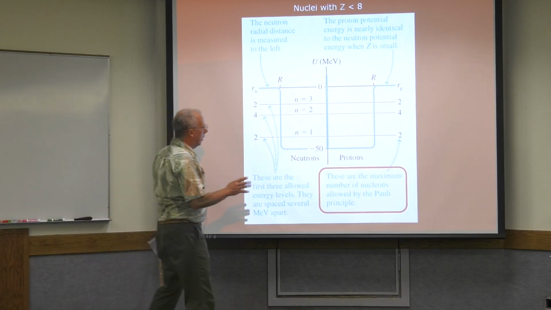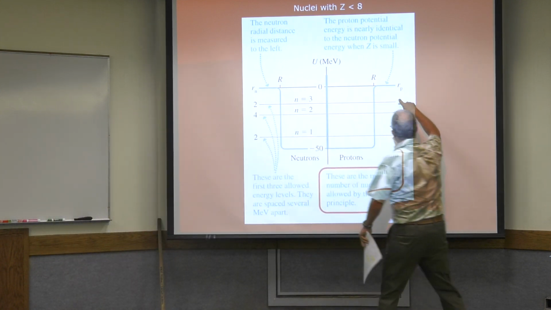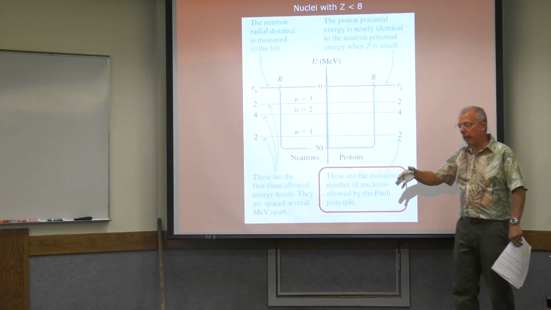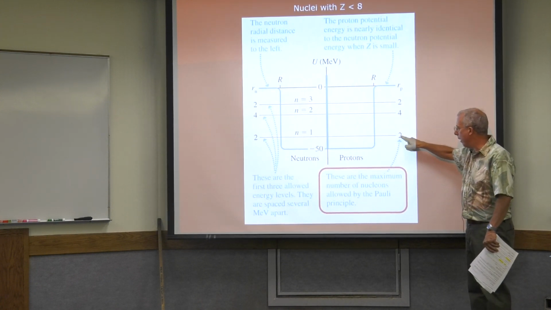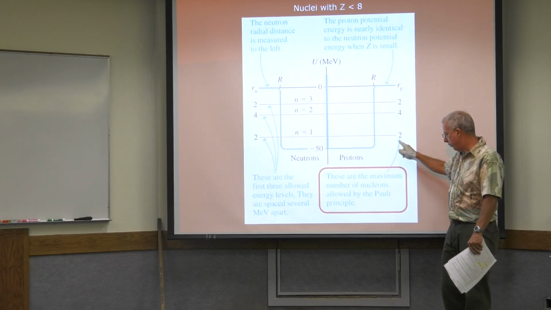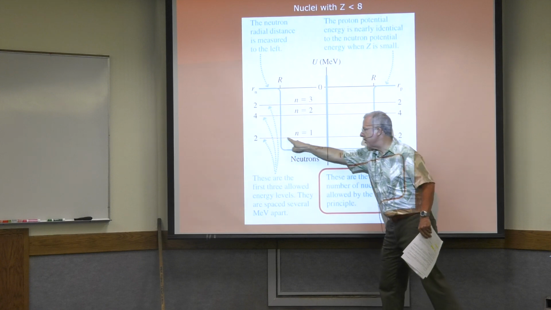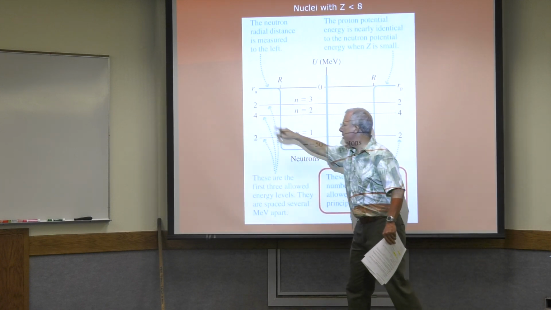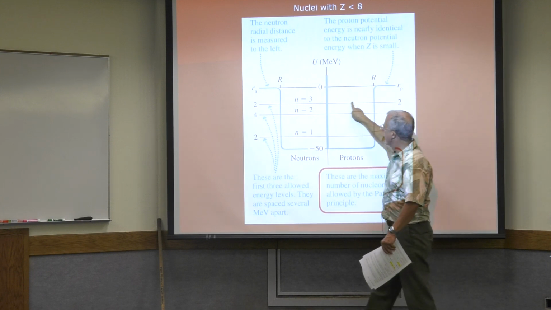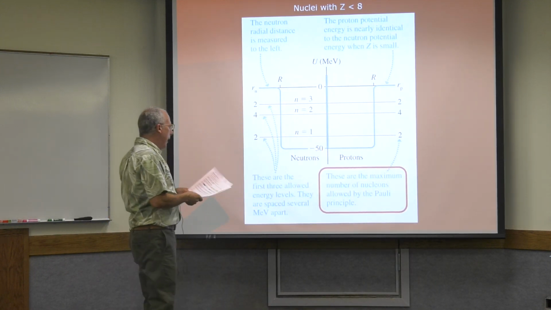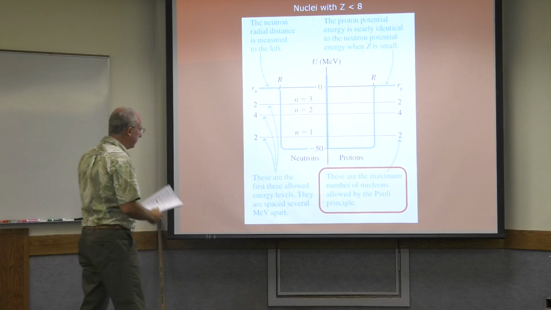Okay, so this is what we would learn in the atomic physics chapter. Don't worry about it. You don't have to have it memorized, but just realize that the Pauli principle says you can only have 2 nucleons in this energy level. You can only have 4 nucleons in this energy level, 2 in this, and so forth. So that's just the Pauli principle gives it to you.